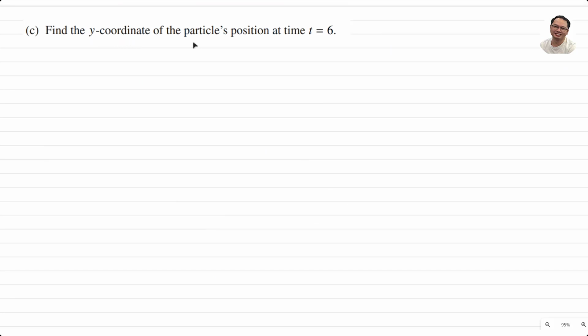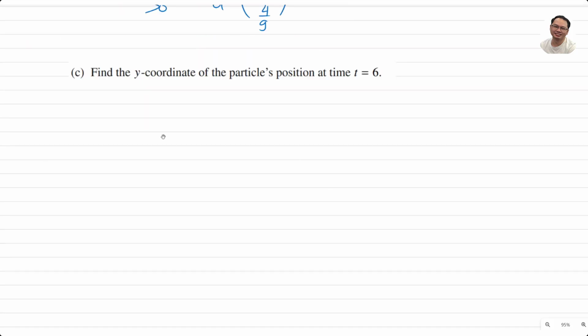Find the y-coordinate of the particle's position at the time 6 seconds. We're given that dy over dt is the ln of 2 plus t squared.